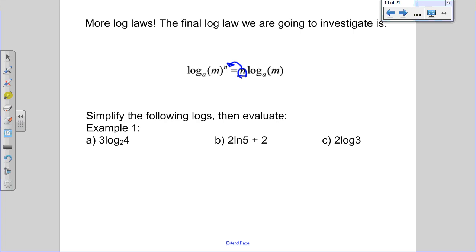So even if we think about yesterday, if I had something like log 2x, I could change that to be log 2 plus log x.